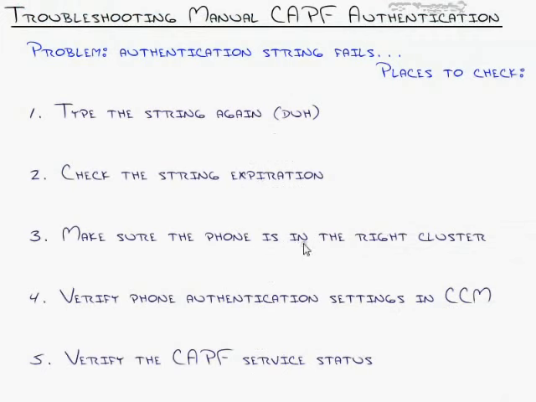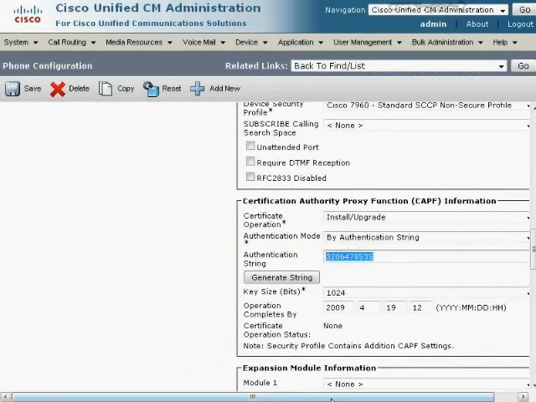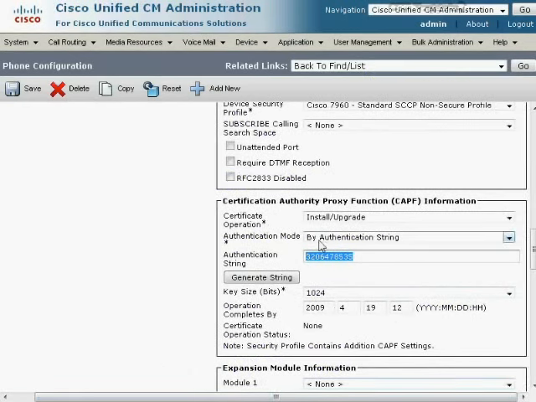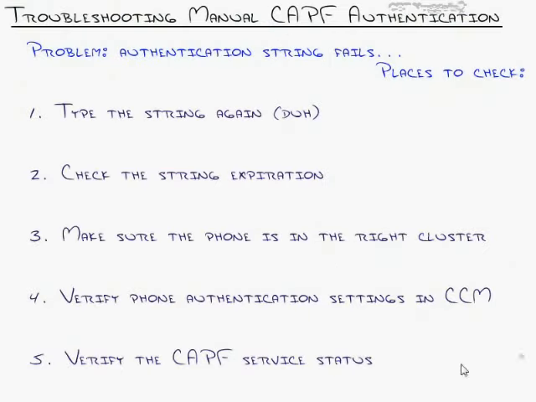Make sure the phone is in the right cluster. Sometimes, since Call Manager is web-based, you could be managing a completely different cluster than the phone's in, and pulling your hair out for the wrong reasons. Verify the phone authentication settings in Call Manager. You pull this page up that I just did. Make sure you're really looking at the right phone. Compare MAC addresses. Make sure you've got the authentication string right, date, all of that kind of stuff. And then verify the CAPF service status. Go into the control center, where we've been many times throughout this series, and make sure the CAPF service is started and running at the time you're trying to do this.